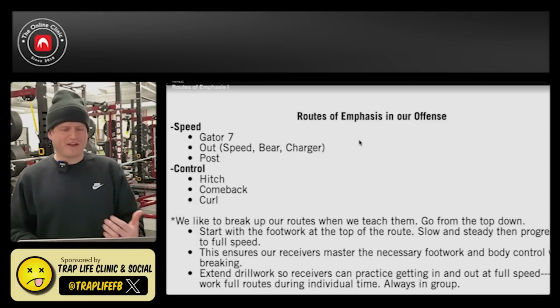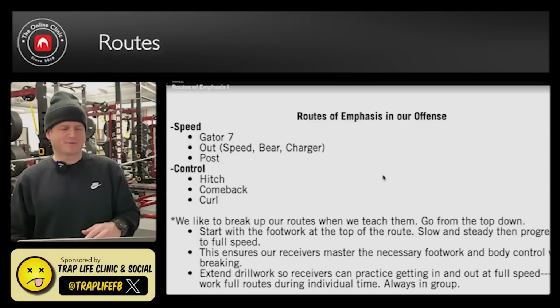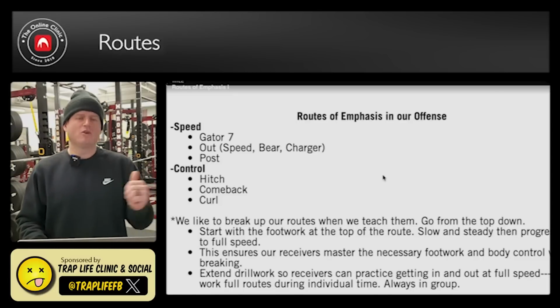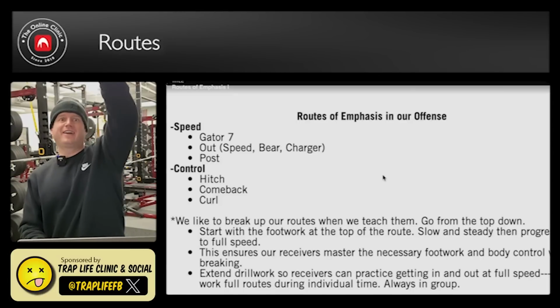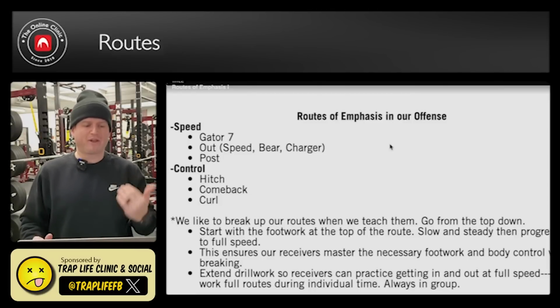Okay, so routes of emphasis in our offense. Within our speed cuts, we have our Gator 7, which is the mainstay of our offense, especially within our play action passing game. Our Gator 7 is an inside stem for about 3 steps. We get vertical, and then it's a high angle corner right around 10 yards. Okay, and we pair that with our play action passing game.